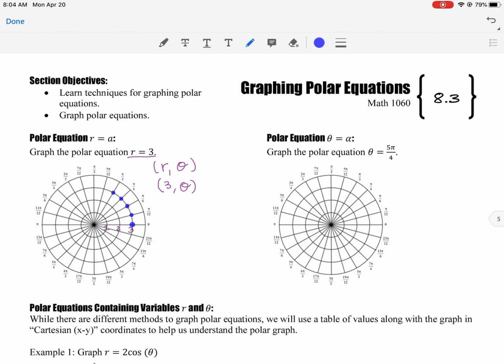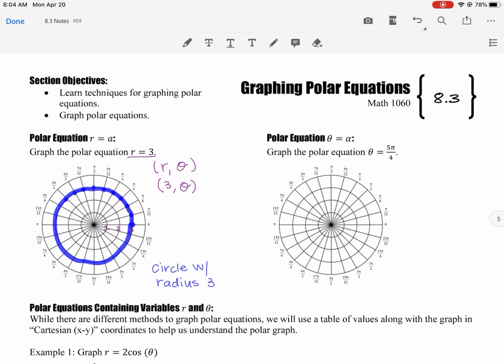So it doesn't matter what the angle is, it will always be these points that have a radius of 3 from the center. If you connect all those points, you'll notice that you just get a circle with radius 3. So that's probably one of the easier ones.